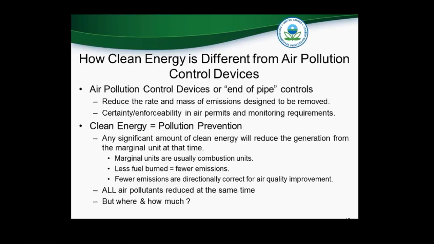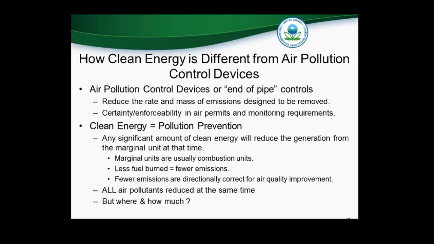Clean energy, on the other hand, is more akin to pollution prevention. And so any significant amount of clean energy will reduce the generation from the marginal unit at the time. And since the marginal units are usually combustion units, there will be less fuel burned, therefore fewer emissions, and fewer emissions will generally tend to improve air quality. And you also get reductions in all the different air pollutants that are from the fuel that would have been burned. But the big question is, where do these emissions occur and how much? And that's where we get into the options for estimating emission reductions from clean energy.